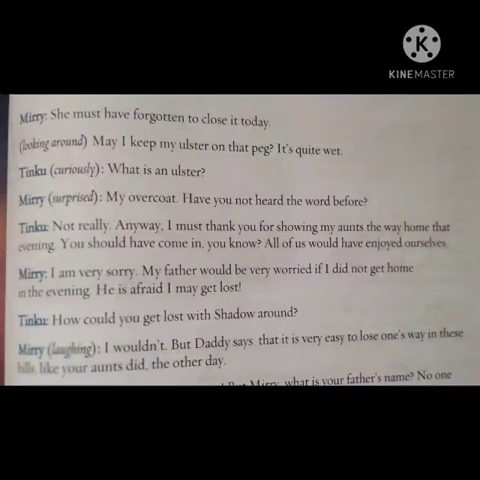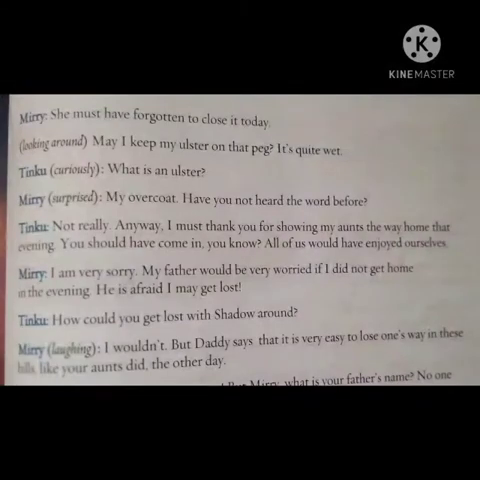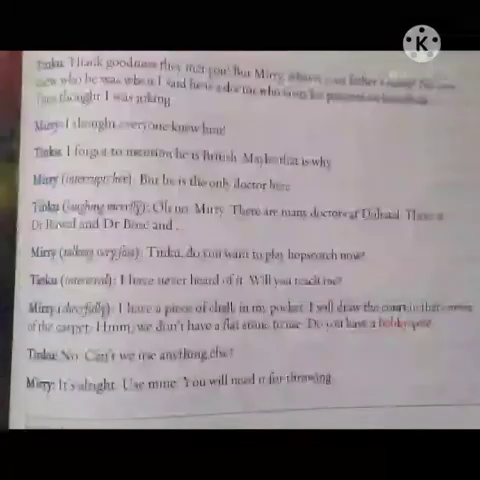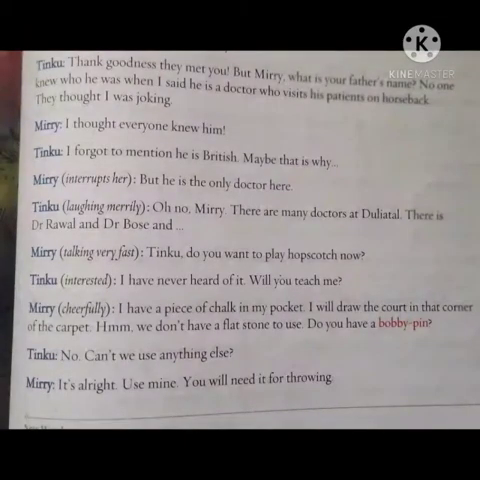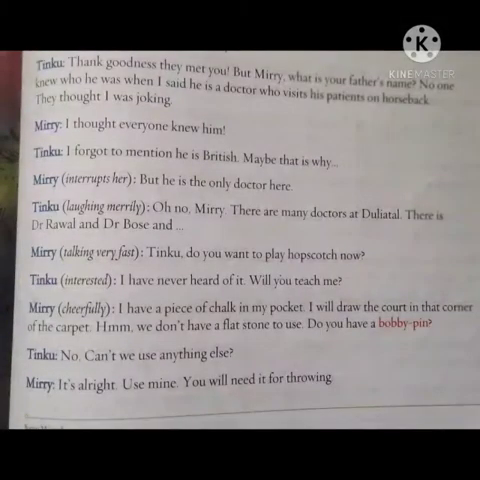Miri: I won't be lost and I'm not afraid. But my father says that it is not very easy to go back if you miss your place once in these hills. Tinku: Thank goodness they met you. But Miri, what's your father's name? Miri: No one knew who he was when I said he is a doctor who visits his patients on horseback. They thought I was joking. I thought everyone knew him.